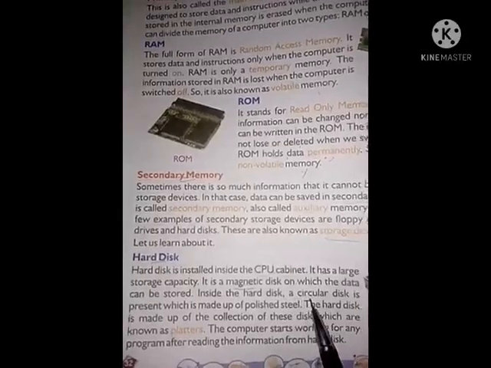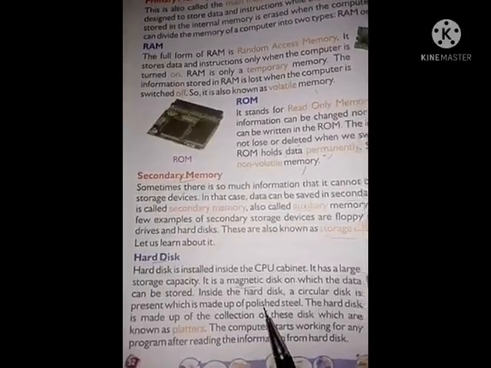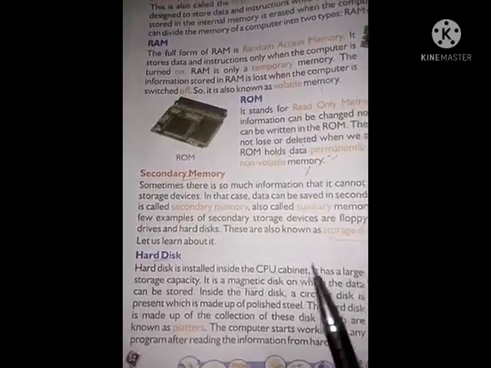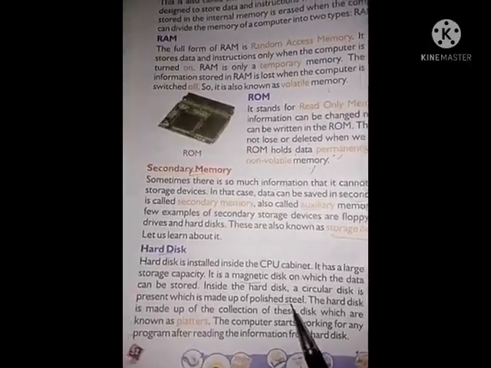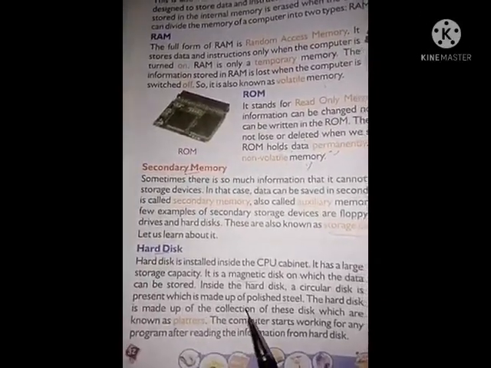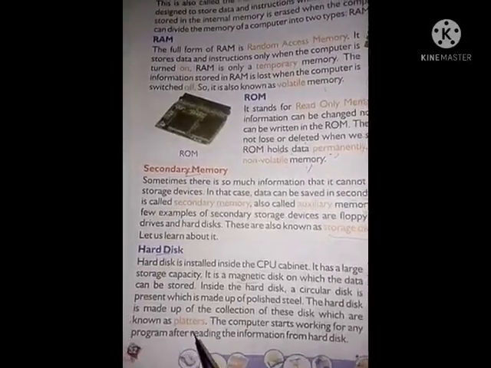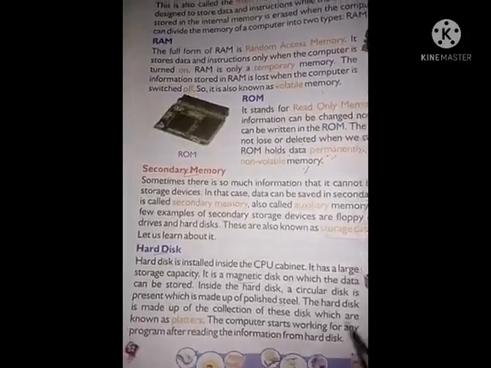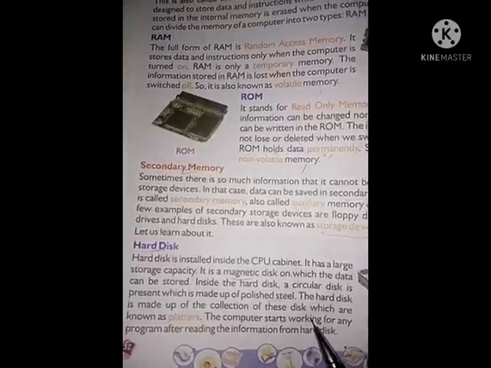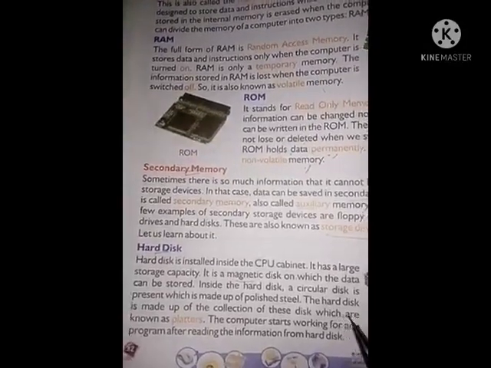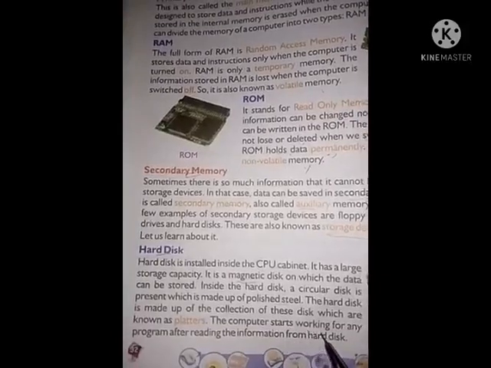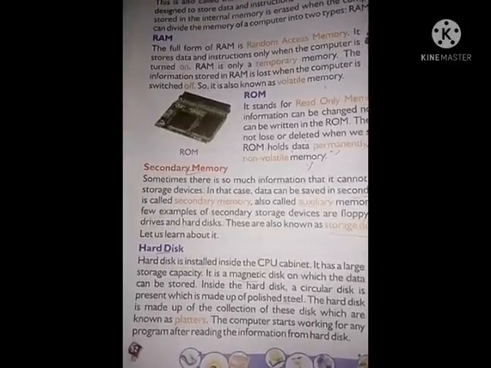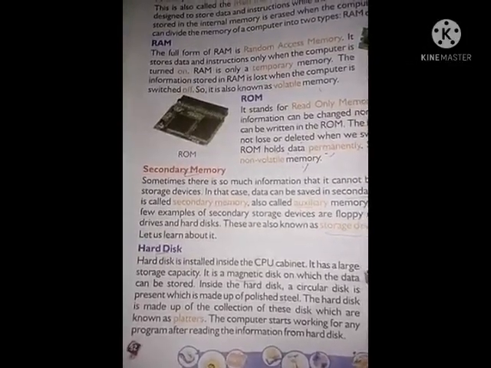Inside the hard disk, a circular disk is present, which is made up of polished steel. The hard disk is made up of a collection of these disks, which are known as platters. The computer starts working for any program after reading the information from the hard disk.